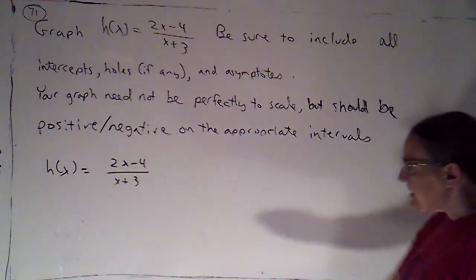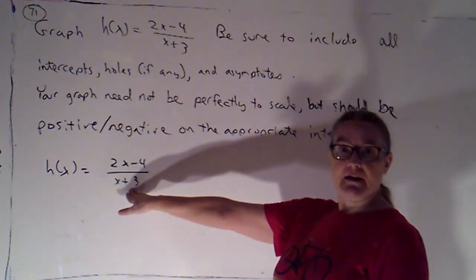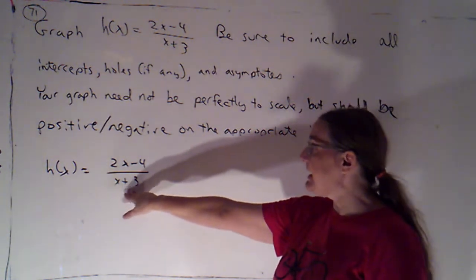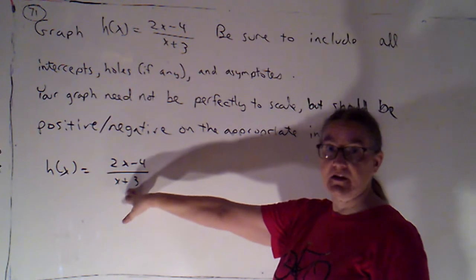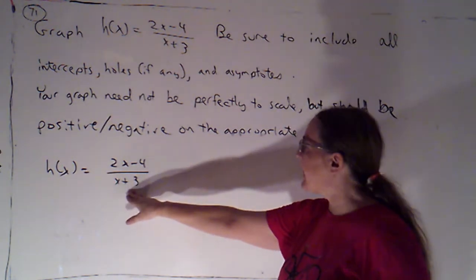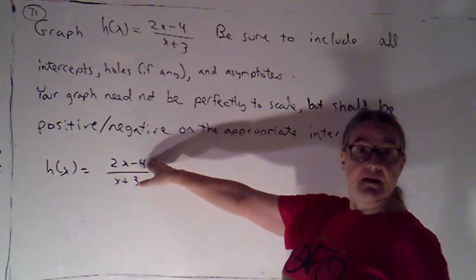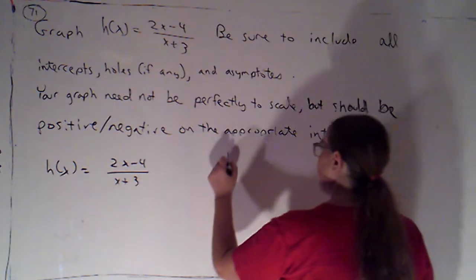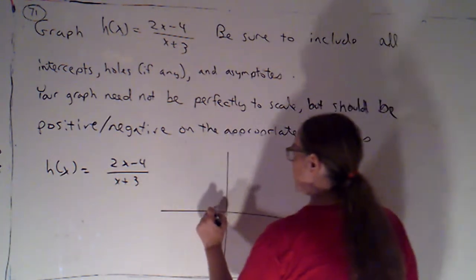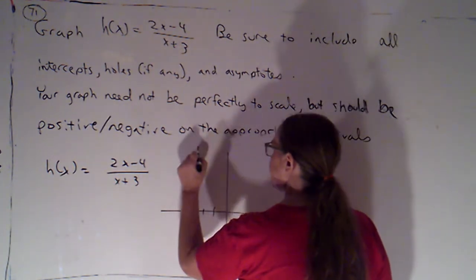Let's see. I like to start with the values that are not in the domain. And I can see negative 3 would make the denominator 0. We can't have that. Okay. Now, negative 3 does not make the top 0. That tells me that we're going to have a vertical asymptote at negative 3.